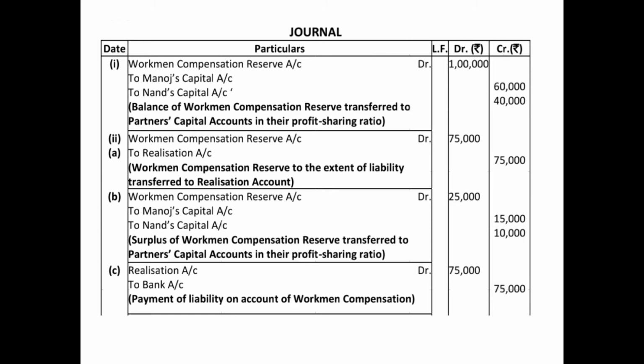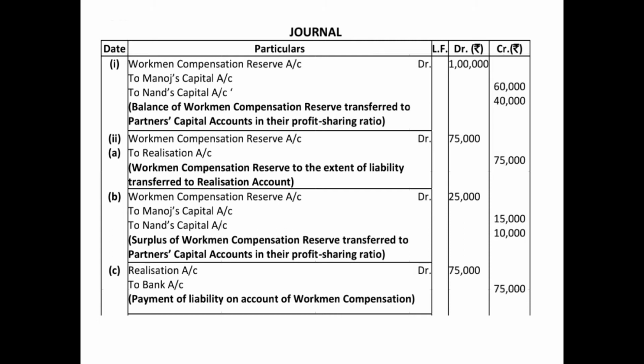Then second is the case when the claim was amounting to rupees 75,000 but the reserve was amounting to 1 lakh. So in this case, 75,000, that is the amount of claim, will be transferred to realization account and the entry will be workmen compensation reserve account debited 75,000 to realization account 75,000, and remaining 25,000 will be distributed among the partners in the ratio of 3:2, that is their PSR. So entry would be workmen compensation reserve account debited 25,000 to Manoj's capital 15,000 to Nand's capital 10,000.